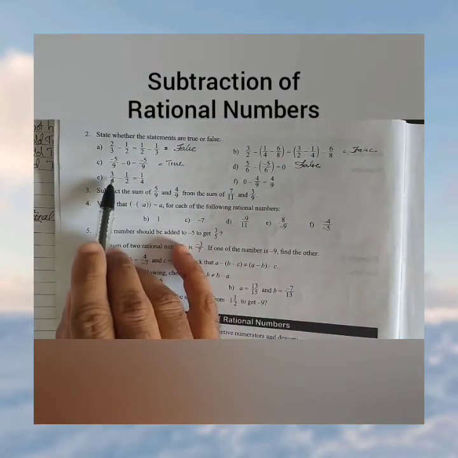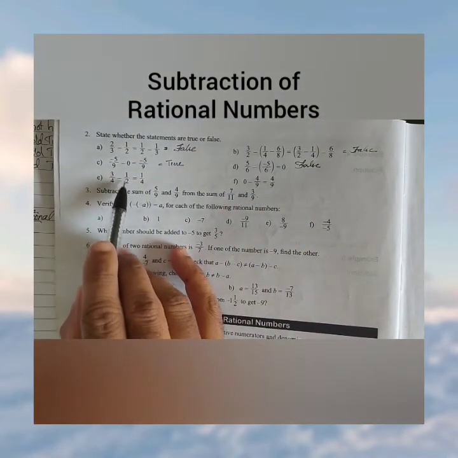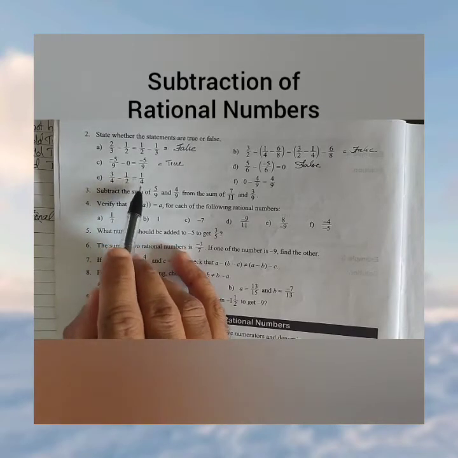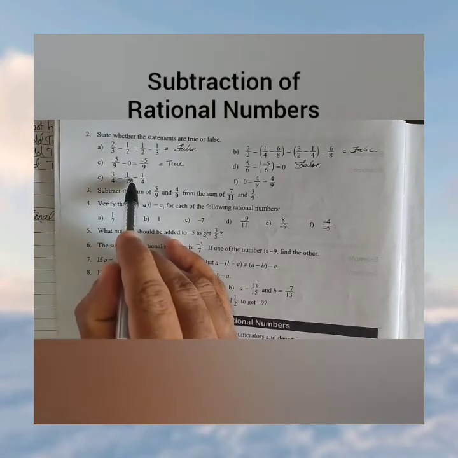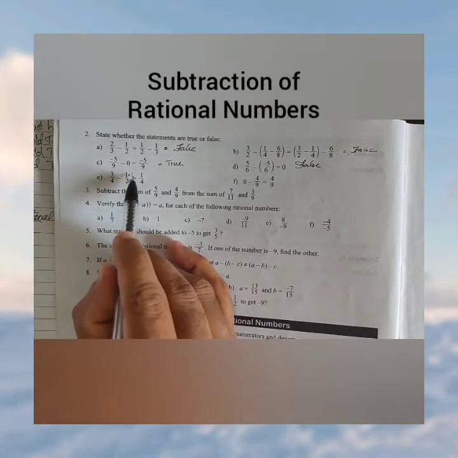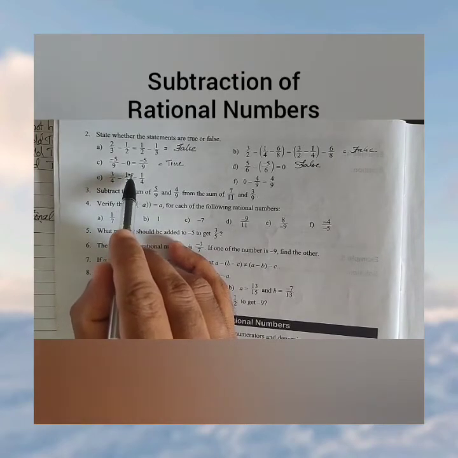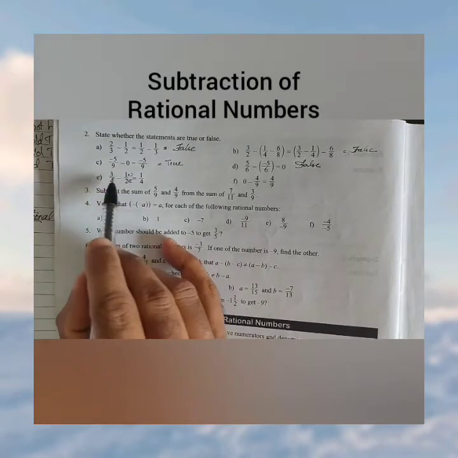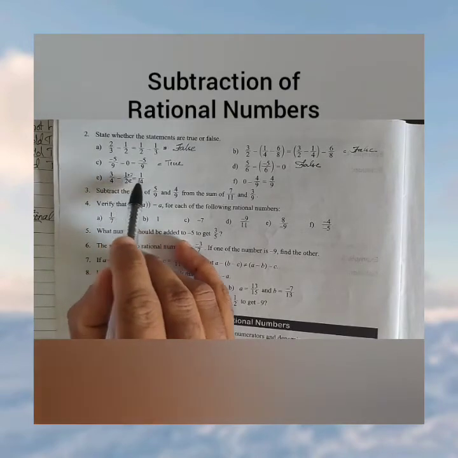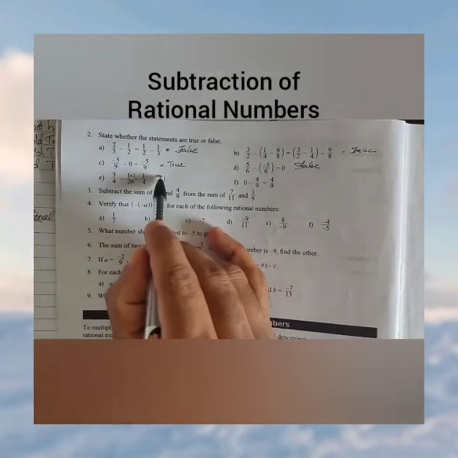And here, from 3 upon 4, 1 by 2 is subtracted, then 1 upon 4. We can see here the LCM is 4, we can multiply here, that means here 2 upon 4, when we find out the LCM. So 3 upon 4 minus 2 upon 4 is equal to 1 upon 4 only. So this is true.